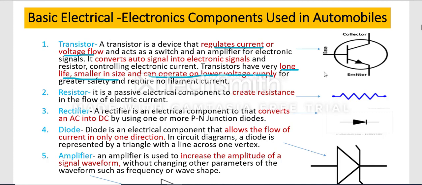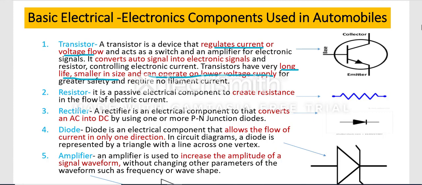This symbol is important. This symbol shows a transistor: base, collector and emitter. NPN transistor and PNP transistor are the types of transistor. Here it is an NPN transistor. This is the base, this is the collector, and this is the emitter. So remember this symbol. The next is resistor.